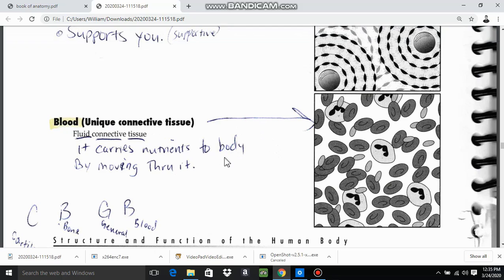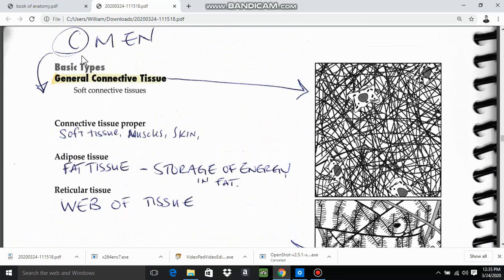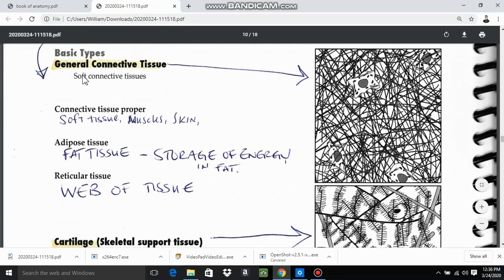As you can see at the bottom, we have an acronym, or whatever you call those things that help you remember: CBGB. I remembered it saying that it sounded kind of familiar, but it's the CBGBs. It's something that you guys can work on. C would be cartilage, B would be bone, G is general connective tissue, and B is blood. So CBGBs. I'm just pointing out that we have one for the types of tissue, CMEN, and then the CBGBs as the types of connective tissue.